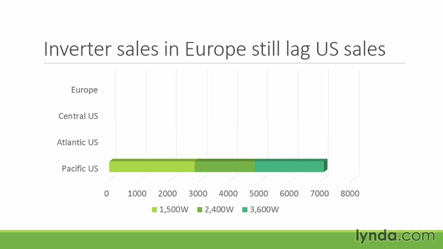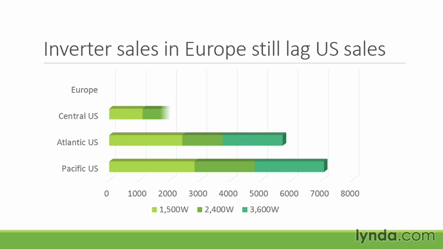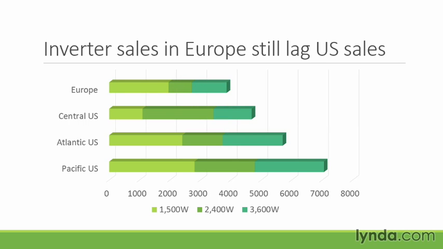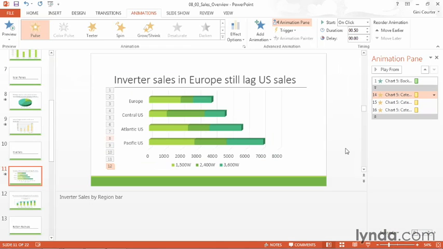So here comes my chart. I'm simply pressing Enter or clicking in order to advance each of the data elements. And then I say, but inverter sales in Europe are still lagging US sales. There we go. There's my emphasis. That's not bad. It's going to make it easy for people to see. Now, I could choose something different. I could choose spin or teeter or grow or shrink. And you can look at all of those if you wish, but this is good enough for what I'd like to be able to do.